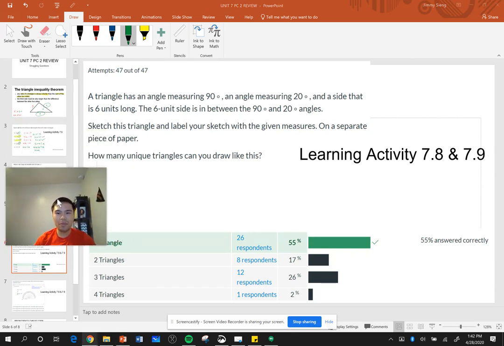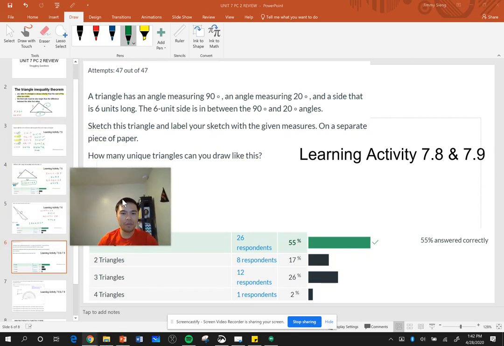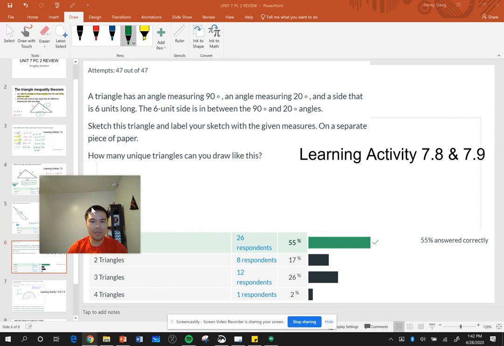All right, so this one was pretty hard. Looks like half of you were able to get this right. For those, about 50 people answered it. This is saying a triangle has an angle measure of 90 degrees, an angle measure of 20 degrees, and a side that is 6 units long. So the 6 unit side is between the 20 and 90 degree angles. Well, the first thing I want to do is sketch this. I want to see how many triangles can I draw with this scenario.